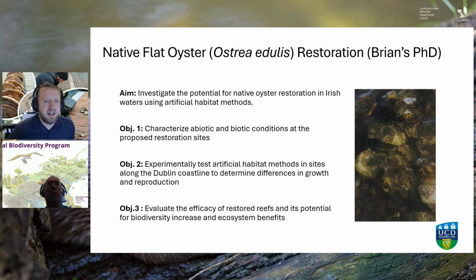And my project there is looking specifically at the native flat oyster. So this is looking at characterizing our coastline to see whether or not it's suitable for them to be restored here, experimentally testing artificial habitats and structures along the coastline to determine if this can enhance and benefit the restoration efforts and give them a better head start when we reintroduce them. And then once we have some oysters out there growing, evaluating their efficacy for actually increasing biodiversity and increasing those ecosystem benefits that they could present. So that's Paul's deck that he shared there.